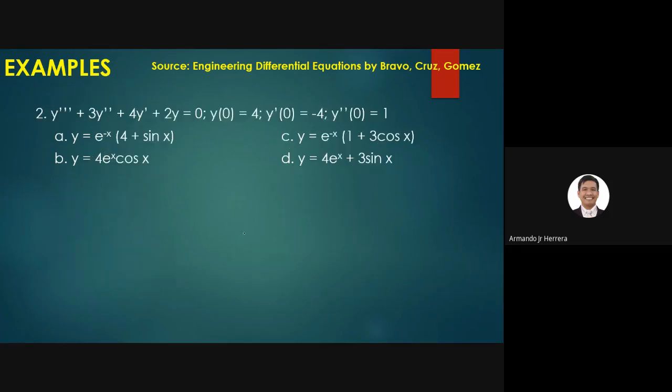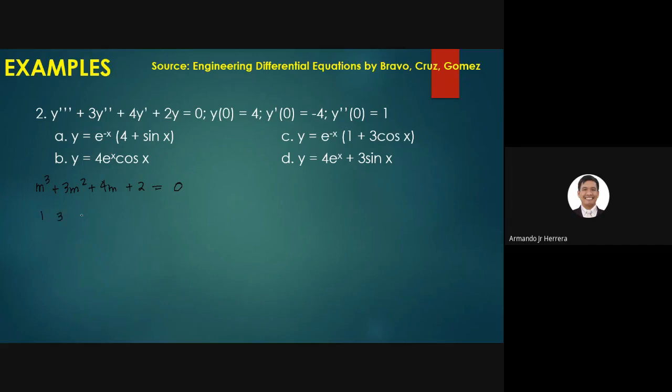So we have y triple prime plus 3y double prime plus 4y prime plus 2y is equal to 0. So when y of 0 equals 4, y prime of 0 equals negative 4, y double prime of 0 is equal to 1. So magkakaroon tayo ng m operator natin, pwedeng m cubed plus 3m squared plus 4m plus 2 is equal to 0, katulad lang ng ginawa natin sa D operator. Then find the roots. So pwede nating gamitin ang ating mahiwagang synthetic division.